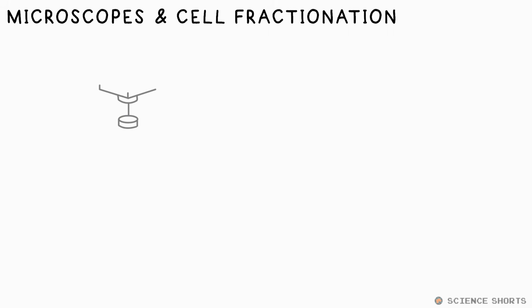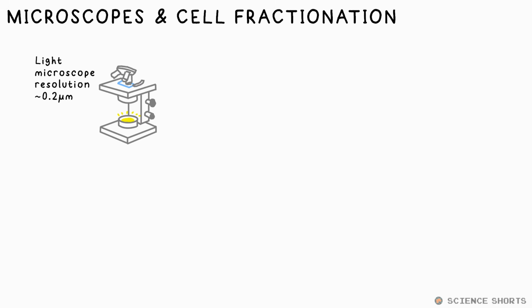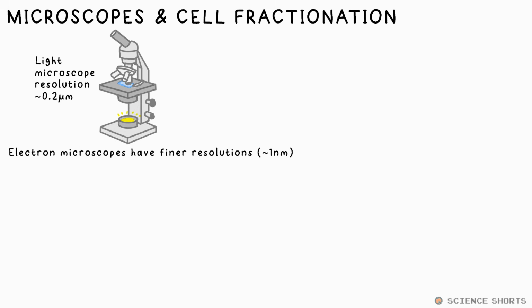Light microscopes produce a magnified image using lenses with about a 0.2 micrometer resolution. That's the smallest distance objects can be apart before they cannot be distinguished between. Electron microscopes have a much finer resolution at around a nanometer.